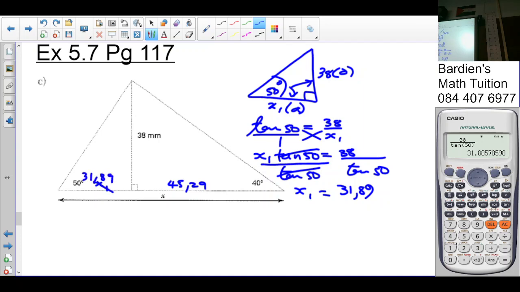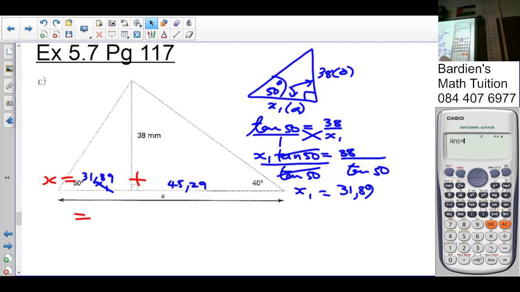Will they ever answer the question? No. So x will simply be the sum of these two, not so? So it's going to be 31,89 plus 45,29. Your answer is 77,2 or 77,18.